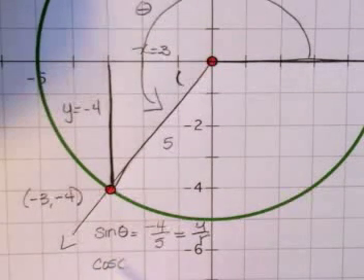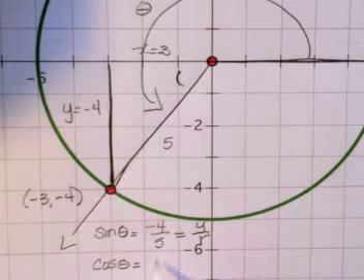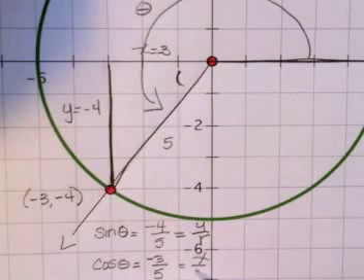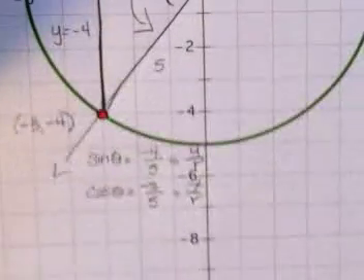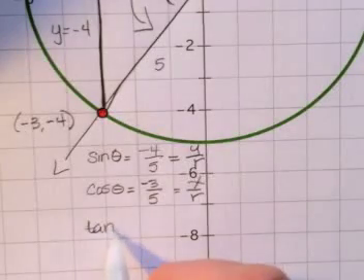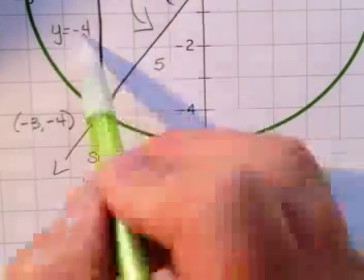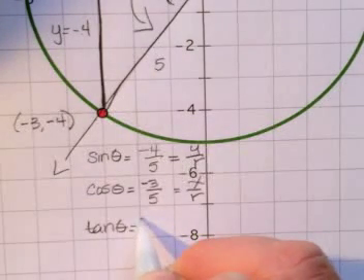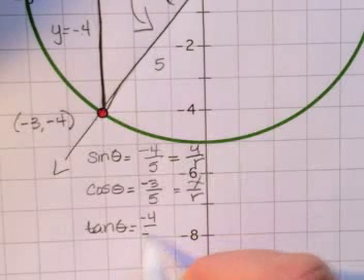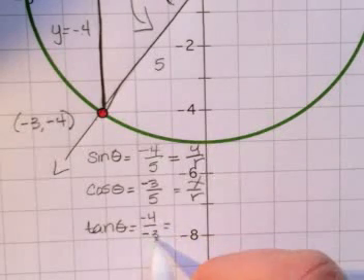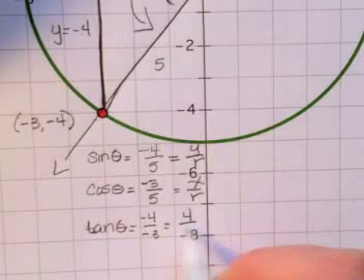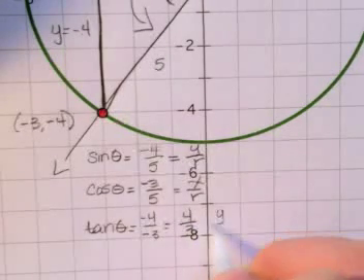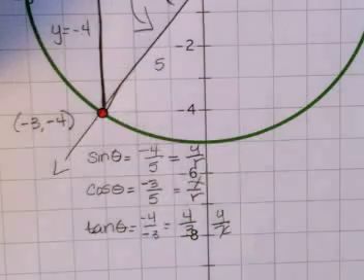Cosine of theta is going to be x over r, or -3 over 5. And we're going to have tangent of theta, which is opposite over adjacent, and notice that -4 divided by -3 gives me a positive tangent. And again, that's y over x.